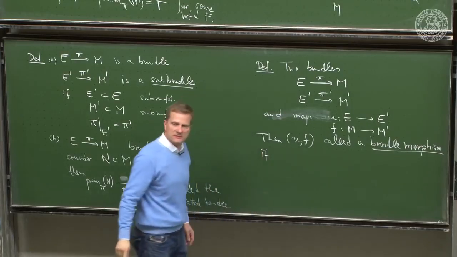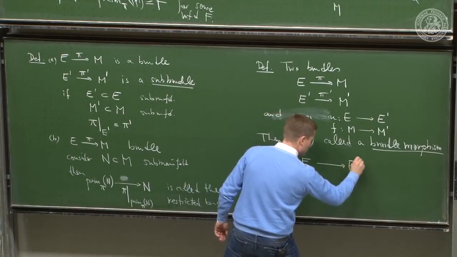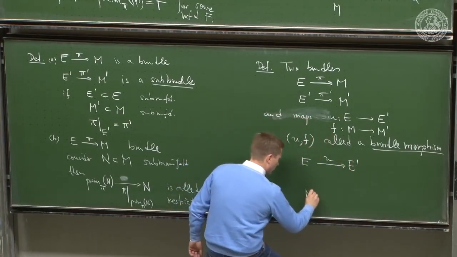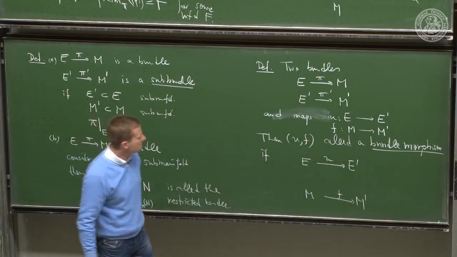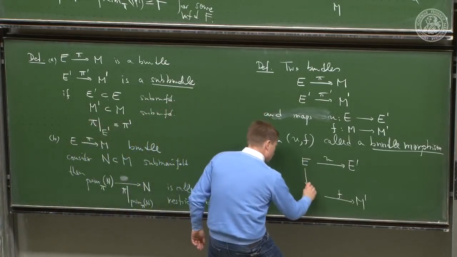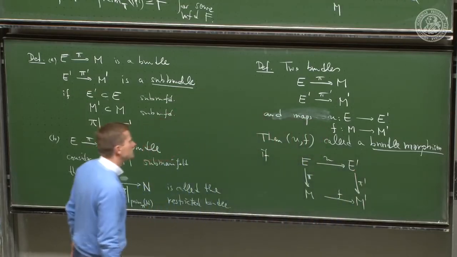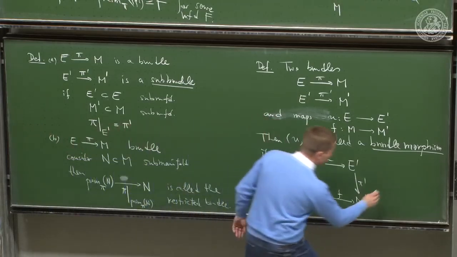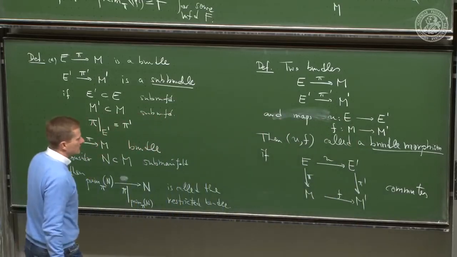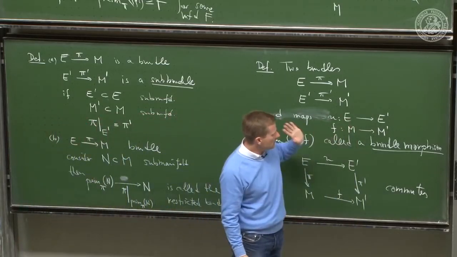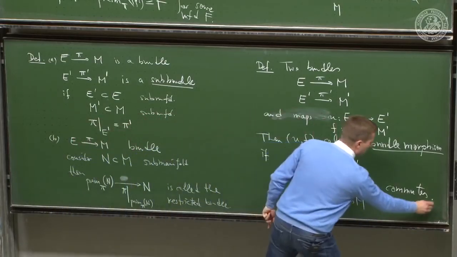if, now let's draw this diagrammatically, it's really very simple. So you go from E to E prime by the map U, and you go from M to M prime by the map F. Assume you're given these two maps. If they're such that you look at the projection pi here and you look at the projection pi prime there, if this diagram commutes, then this pair UF that maps the total space to the total space and the base space to the base space, then this pair is called a bundle morphism.